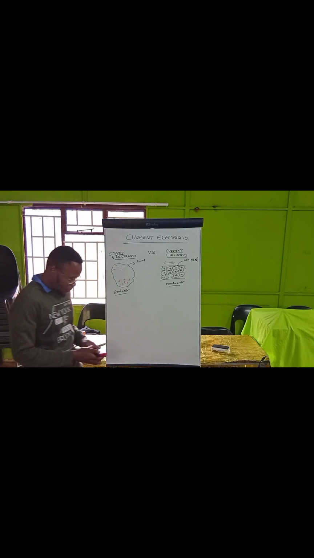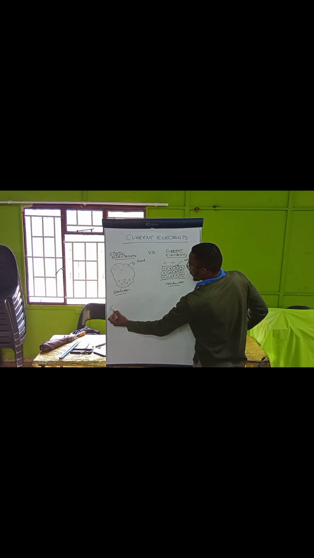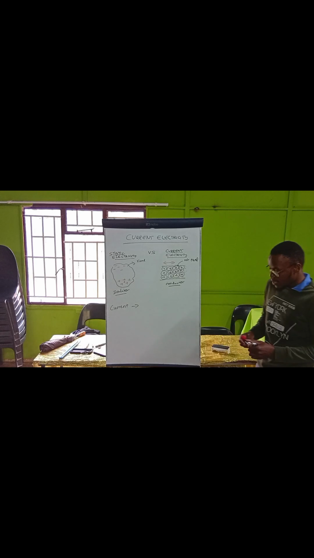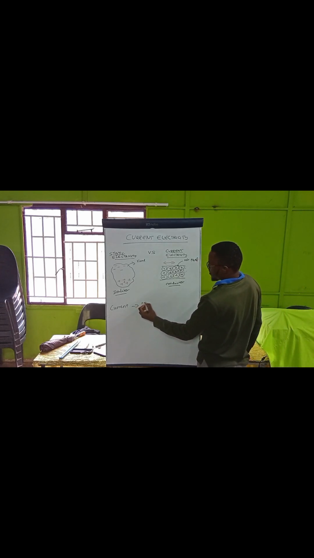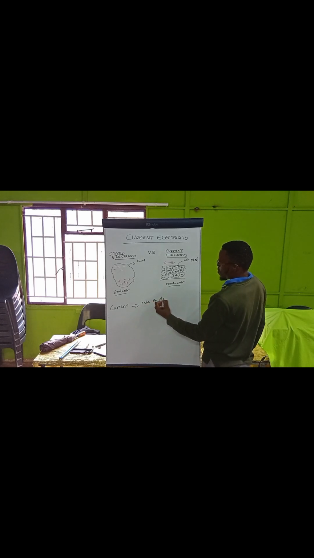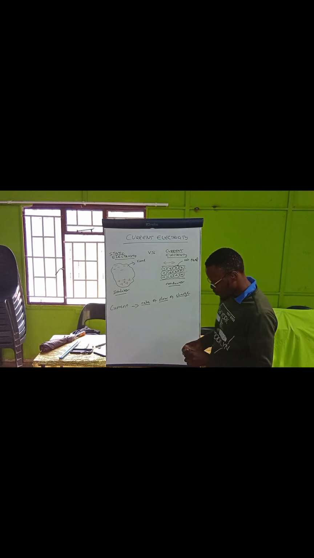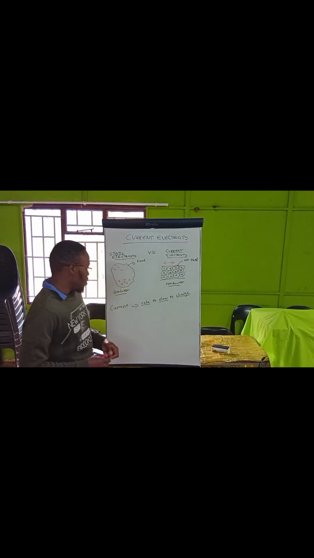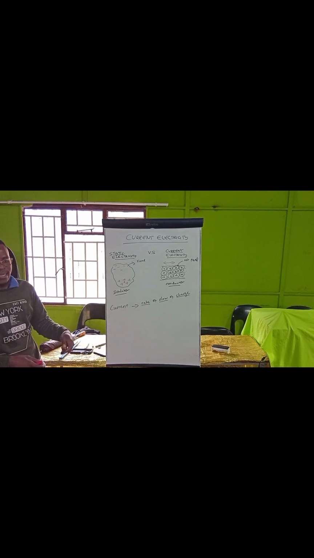Which is why, in the next part, diving into current electricity, we want to define what current is. The definition of current is the flow, or the rate of flow, of charge. The key words are rate of flow and charge. So, the rate of flow of charge. Another definition that you can use is that it is the flow of charge per unit time.